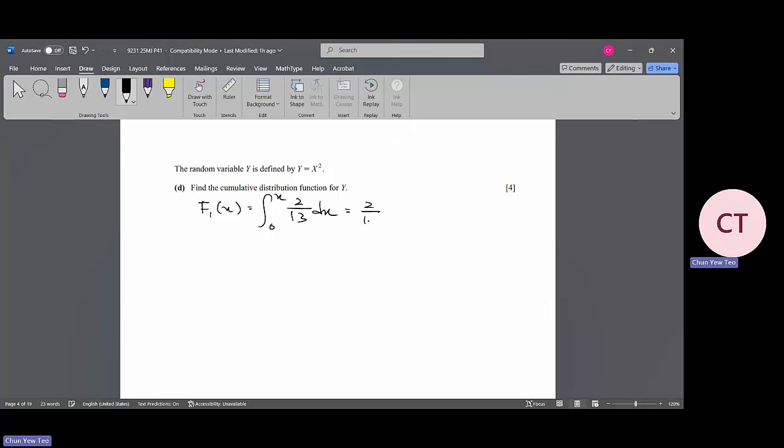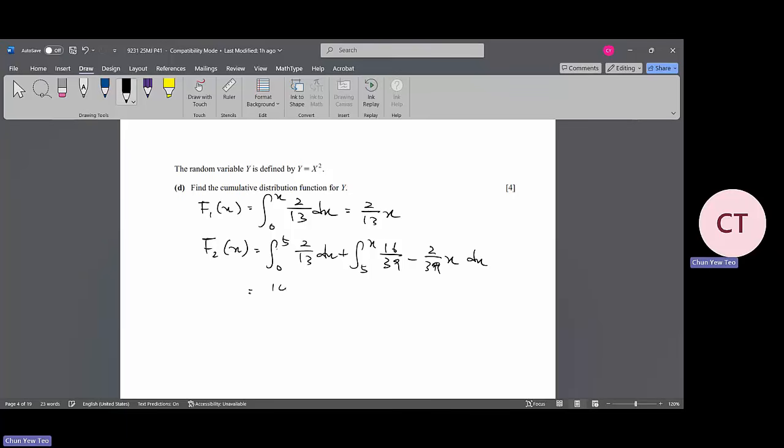So you get 2 over 13x. Okay, then the f2 is to integrate 0 to 5, and then 5 to x. The b, just now the b was 16 over 39, and the c was 2 over 39x.